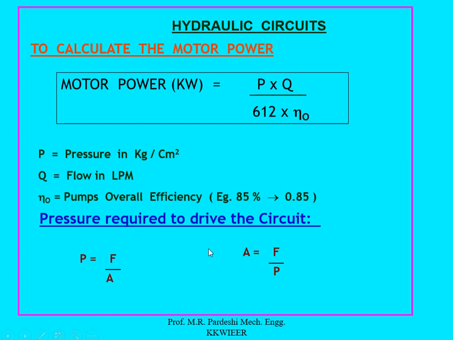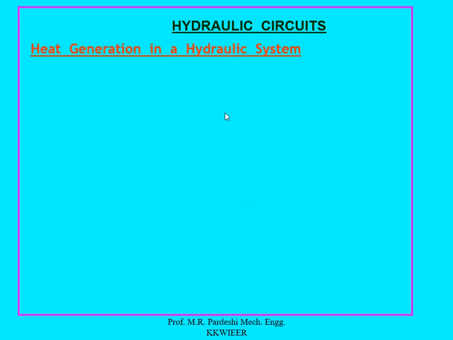So the pressure required to drive the circuit, from this above equation, or from P is equal to F by A, or A is equal to F by P, we can easily calculate. We can take into consideration the maximum pressure, maximum flow rate, and that particular bore diameter which we calculated earlier, that is 100 mm.